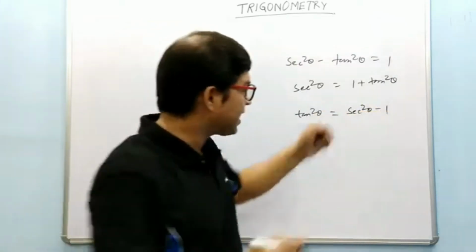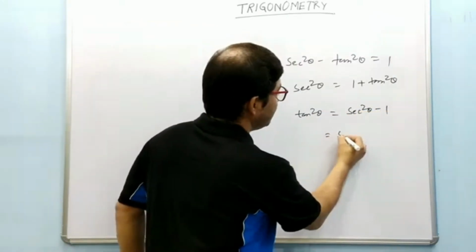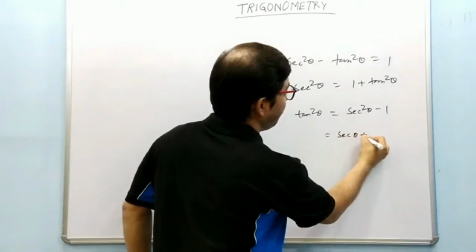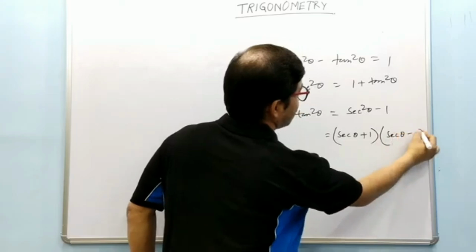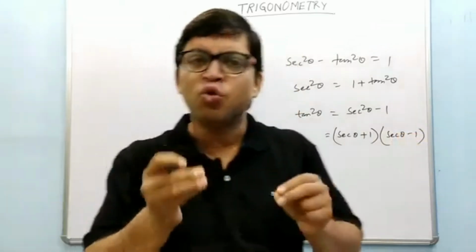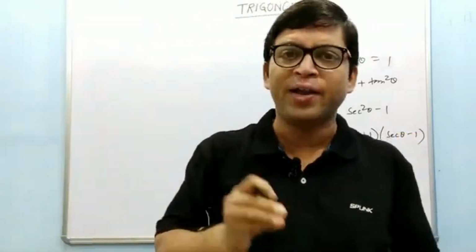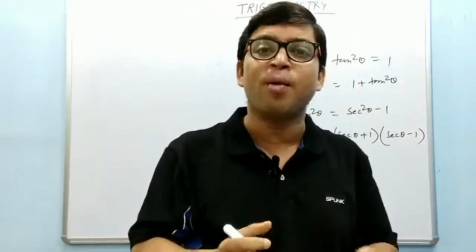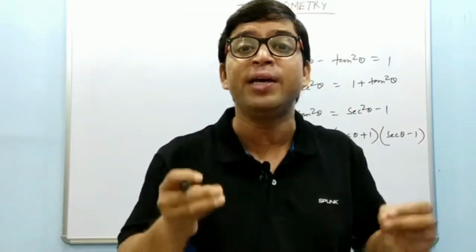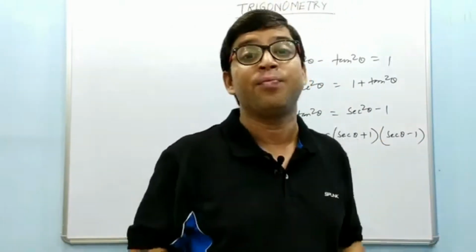Further, this can be written as sec theta plus 1 into sec theta minus 1. So in so many ways you can use this simple identity to make your problems very, very easy and simple.